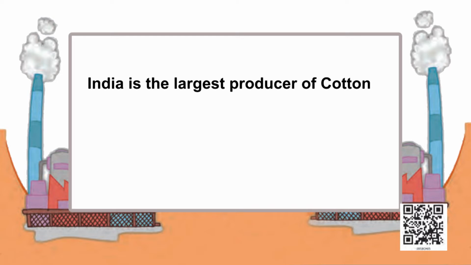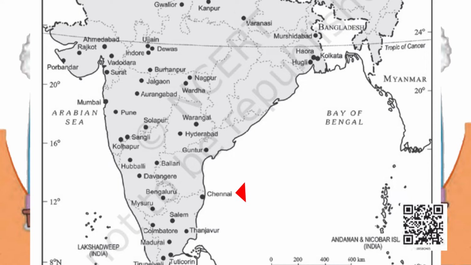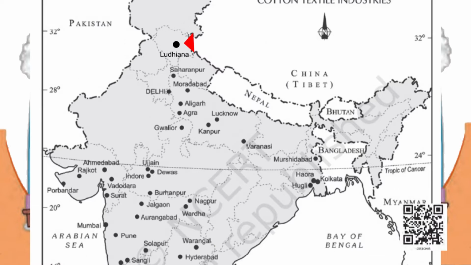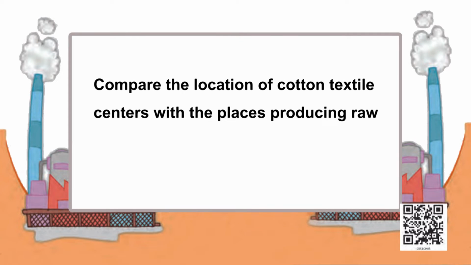Presently, India is the largest producer of cotton and the second largest producer of cotton textiles in the world. Chennai, Puducherry, Coimbatore, Ahmedabad, Kolkata, Mumbai, Ludhiana and Panipat are some of the important centers for producing cotton textiles. Here is a small task for you. Compare the cotton textile centers with the places producing the raw material, that is cotton.